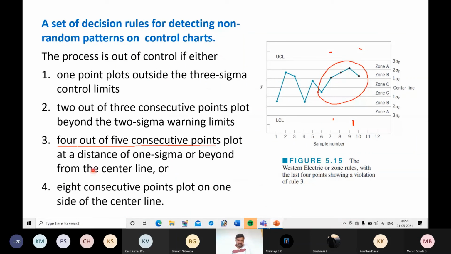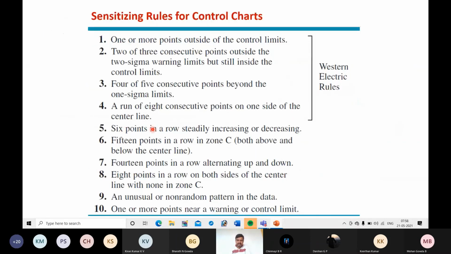The remaining: 6 points in a row steadily increasing or decreasing, like a run up or run down. That might be an indication. Again, it is not guaranteed that the process is out of control. That is a signal where we should evaluate. The process may be in control also, but these indications call for our attention and evaluation.